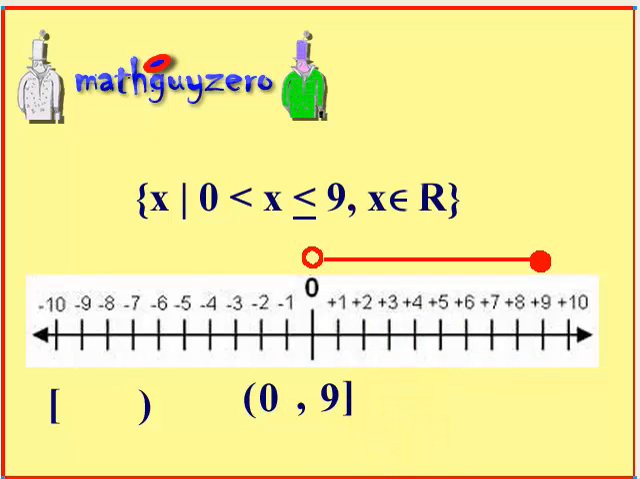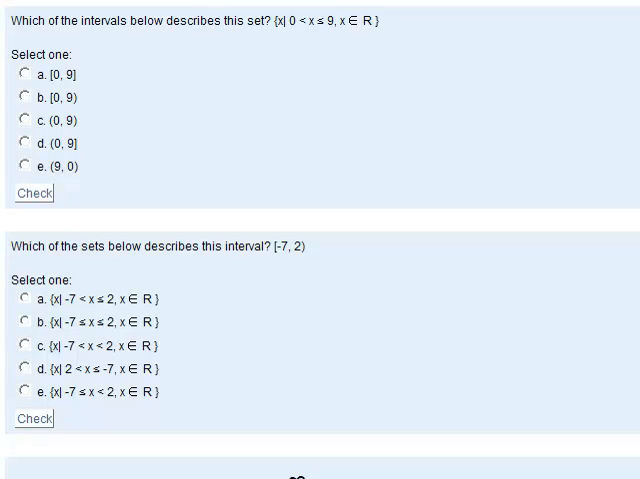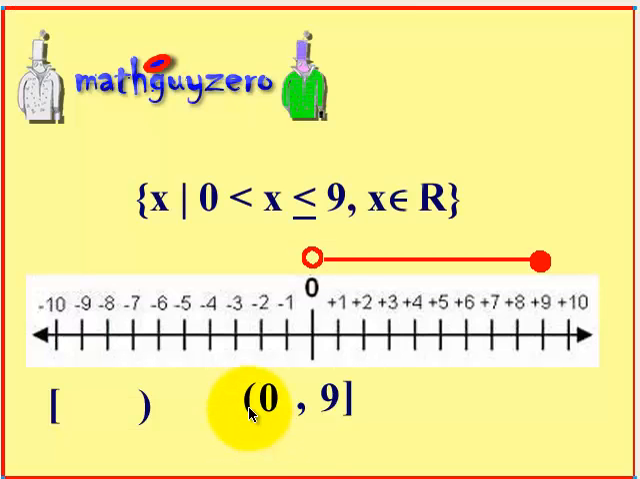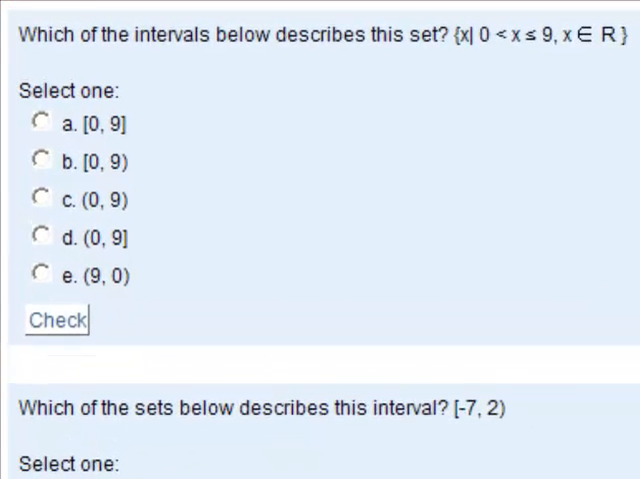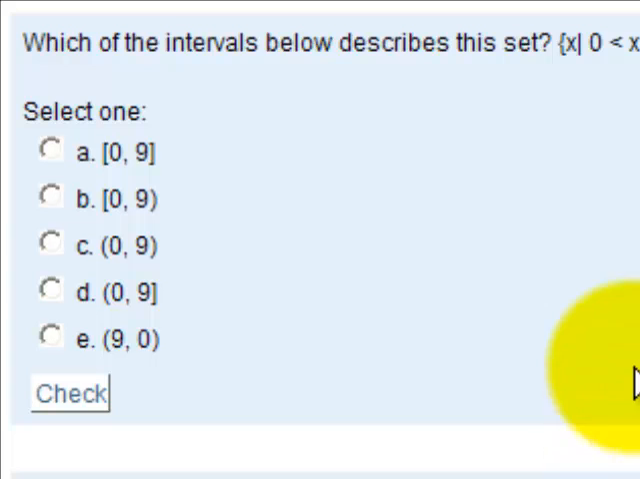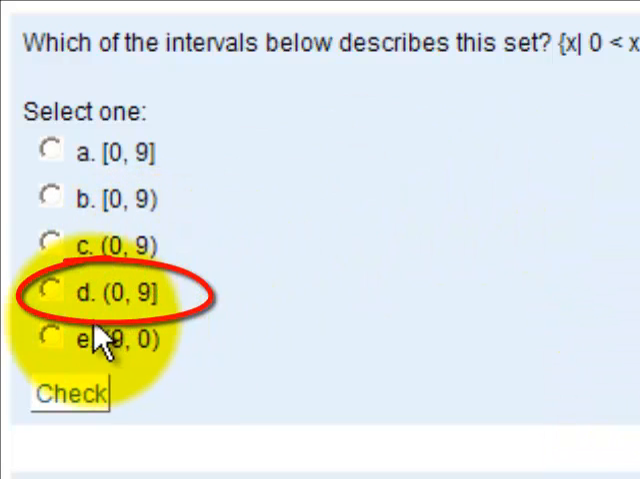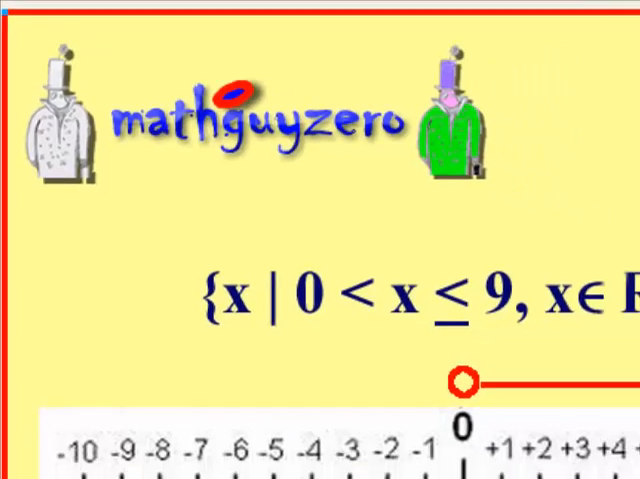So let's go back to the test to see if we got it. And I already forgot what I was talking about here. So parenthesis, bracket, 0, 9. There's parenthesis, not a bracket. There's parenthesis. There it is right there. Bam. So that looks like your answer.